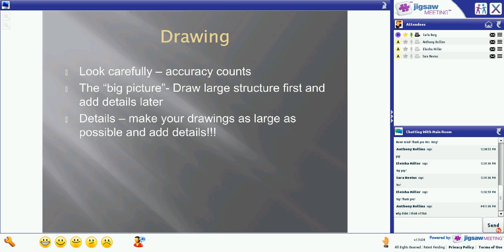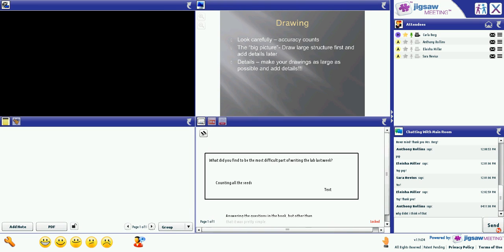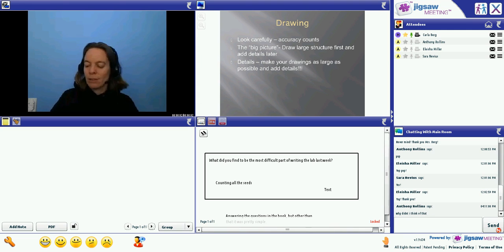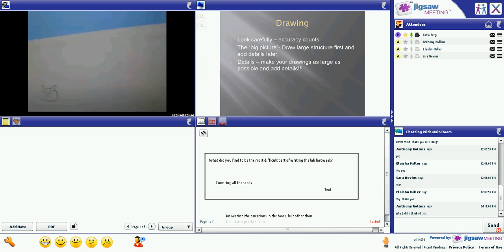When you are making drawings, you need to look carefully. Accuracy counts. For example, and I'm just going to draw a rough sketch of the face of my cat. Now, keep in mind, I am not, in my opinion, a good drawer by any means. So go ahead and look at your screen, the video screen, and you can see maybe. There you go. You can see the face of a cat.